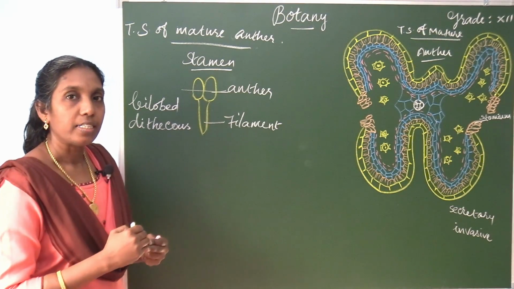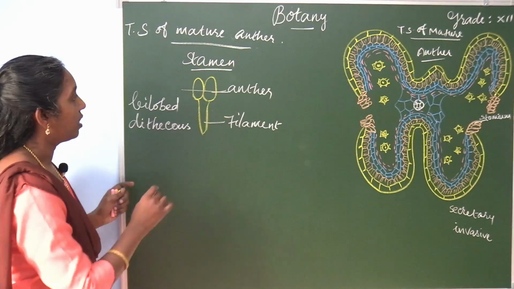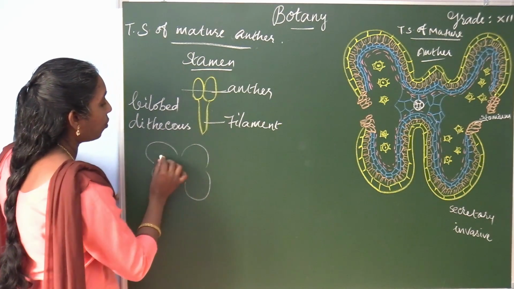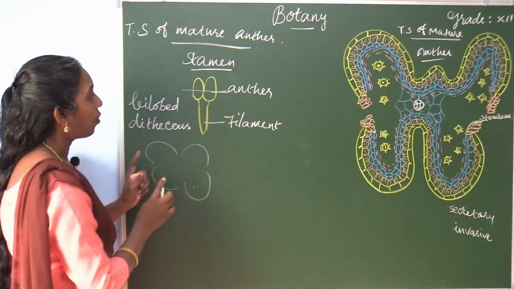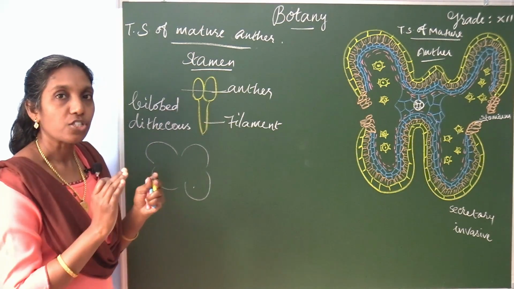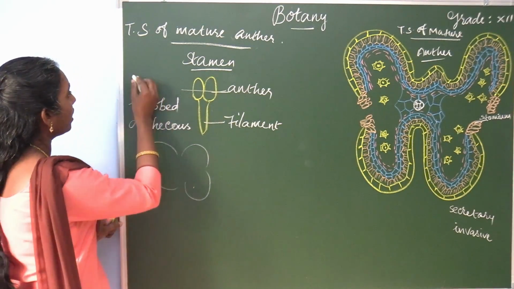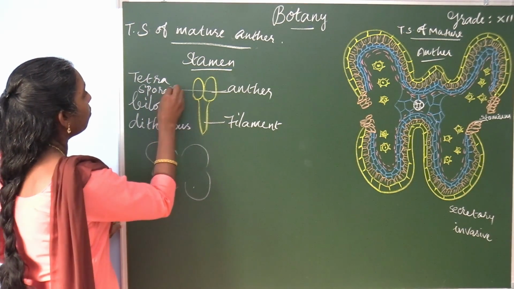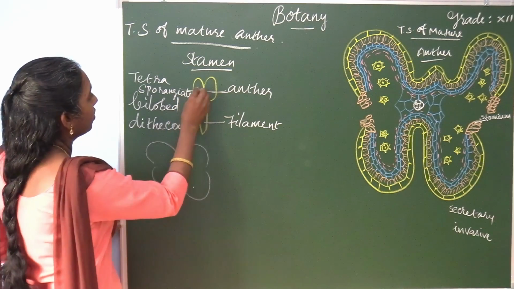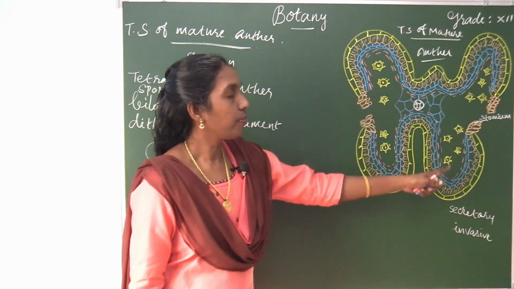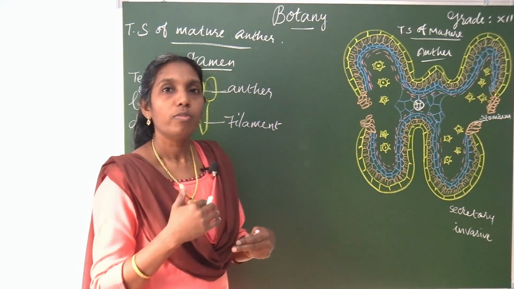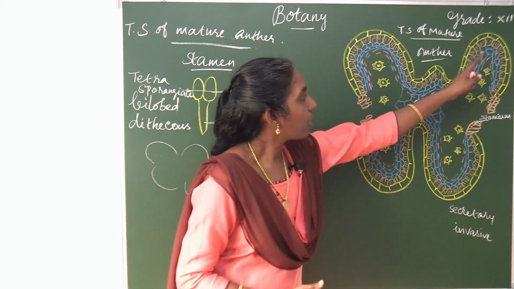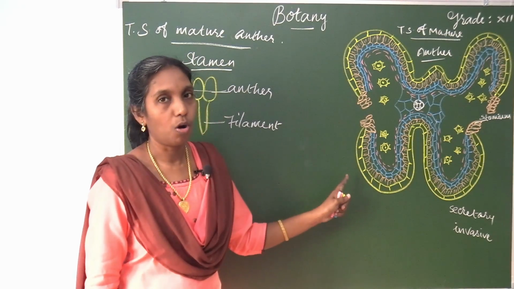A typical anther is tetrasporangiate. When you take a section of this, it shows a tetrasporangiate structure. A typical anther structure is tetrasporangiate. So this is the diagram, the TS of mature anther, which reveals the presence of anther cavity. These are the anther cavity which is surrounded by the anther wall.